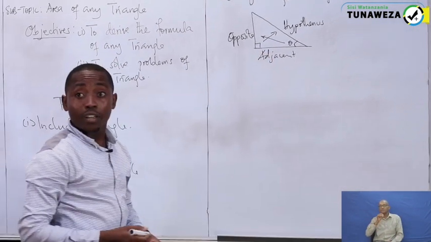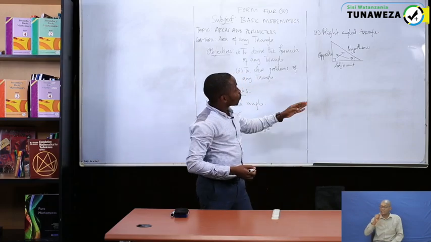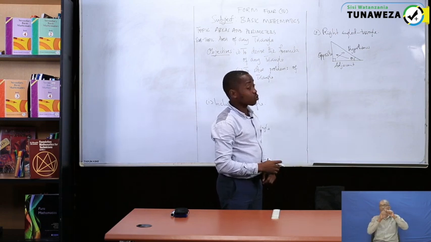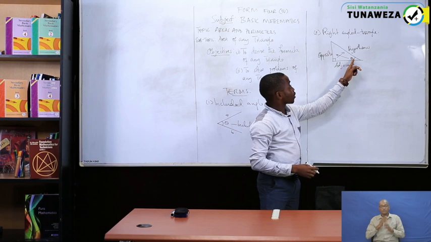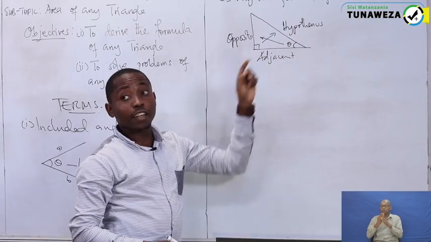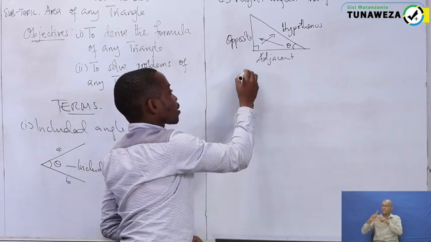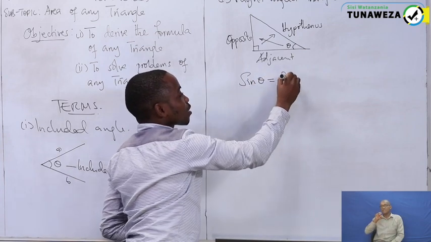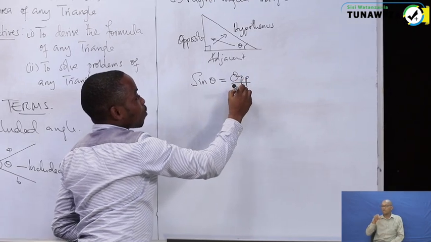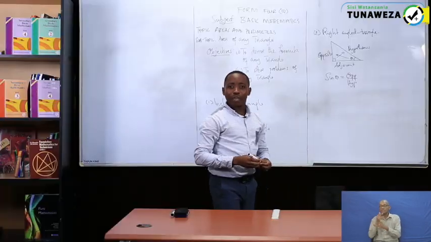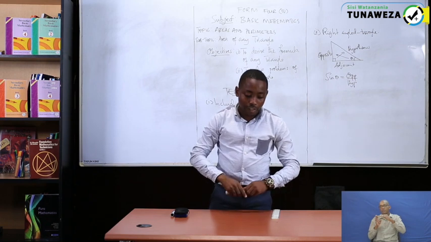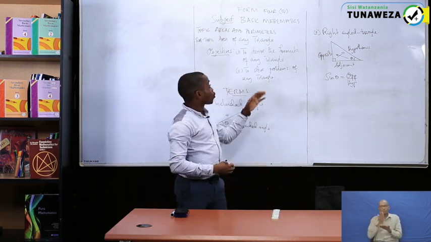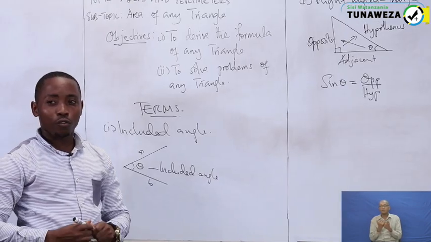So by knowing this, we can have those trigonometric ratios. The trigonometric ratio that we need to focus on is the one which includes this angle, the opposite side, and the hypotenuse, which is known as sine. Sine of our angle theta equals the opposite side divided by the hypotenuse. Now these are the two major concepts that can help us get to know how to derive the formula of any triangle.